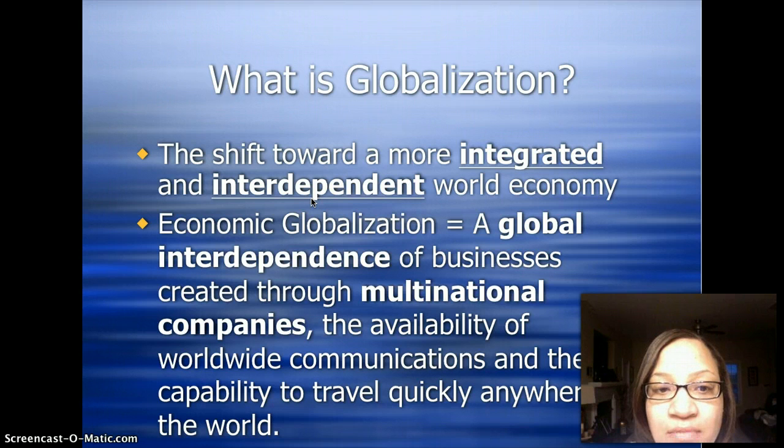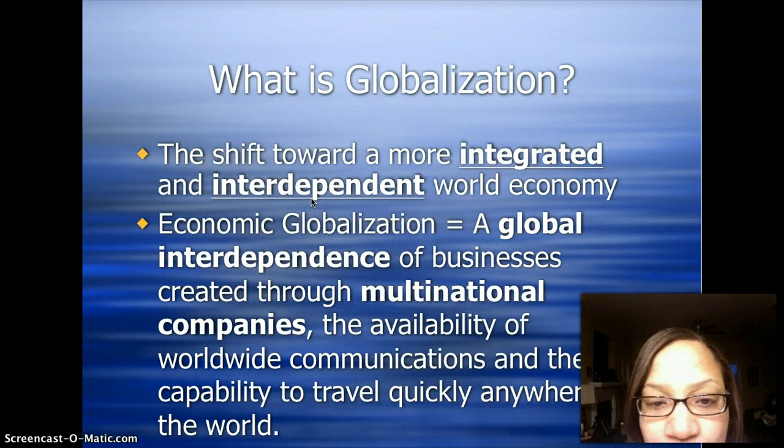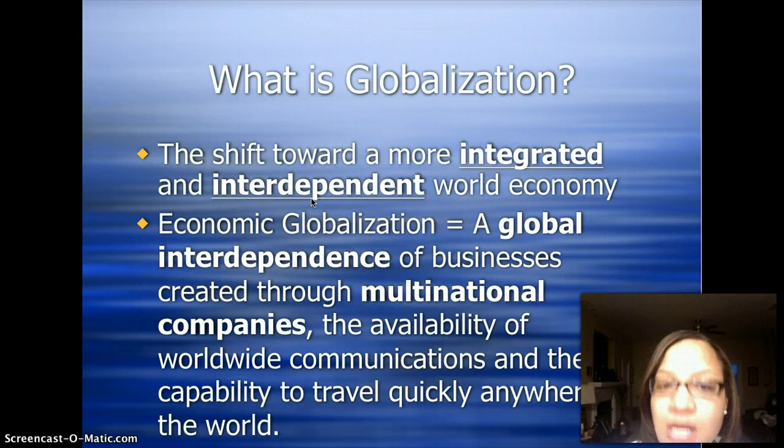It's a global interdependence of business created through multinational companies, the availability of worldwide communications, and a capability to travel quickly anywhere in the world. Your generation particularly, when you get an education and you go out and get a job, you no longer will be competing just against Americans. You're going to be competing against people around the whole entire world, because now companies are starting to branch off and not only open in the United States, but they are opening in Europe, in Asia, in Mexico, in South America, and they're also hiring people that can speak multiple languages rather than just one language, because we are becoming a more global economy because of technology.